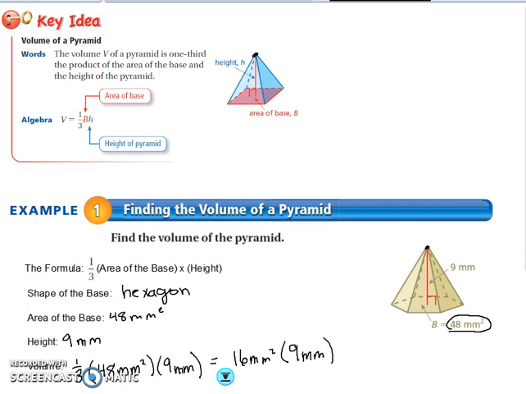So what I did here in my first step is I multiplied 1/3 with 48. Now my second step is to multiply 16 times 9. When I multiply 16 and 9 together, I get 144. Now square millimeters times millimeters gives me millimeters to the third power, or cubic millimeters. So it will take you 144 cubes that are all a millimeter big to fill in this pyramid.